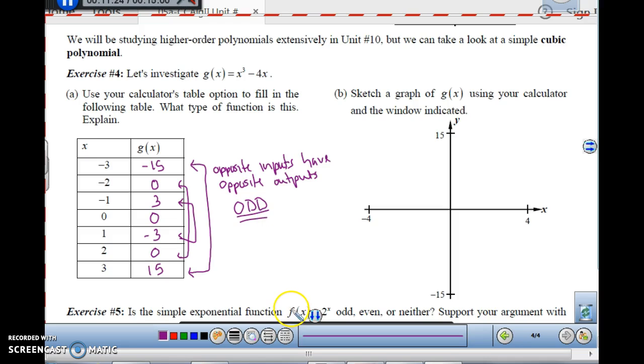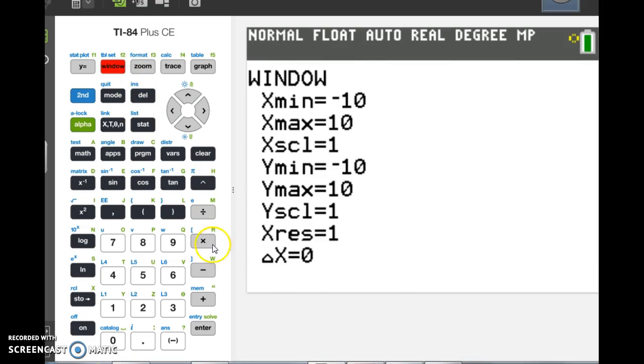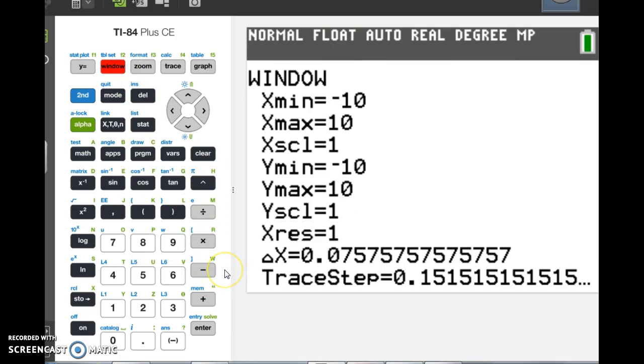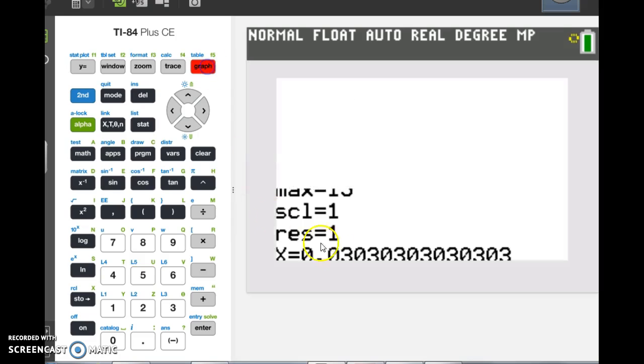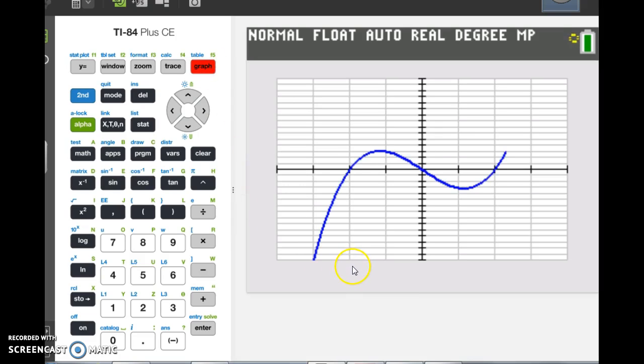All right, so let's sketch a graph of g of x using your calculator in the window indicated. All right, so I'm going to reset my window. X's are going to be from -4 to 4, and Y's are from -15 to +15. All right, so I'm going to reset my window from -4 to 4, and my Y's from -15 to +15. All right, and then I want to graph my function. All right, so there's my function.